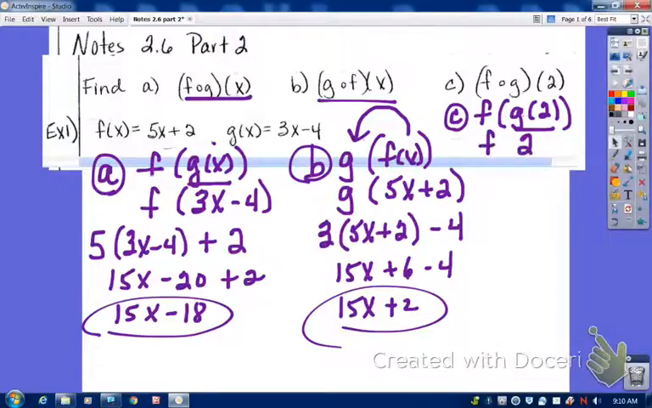So now they're asking you to find f of 2. So now you're going to go into your f of x function. Wherever you see an x, you're going to substitute in a 2. So it'll be 5 times 2 is 10, 10 plus 2 is 12.